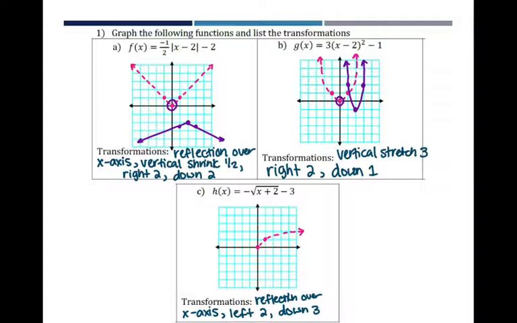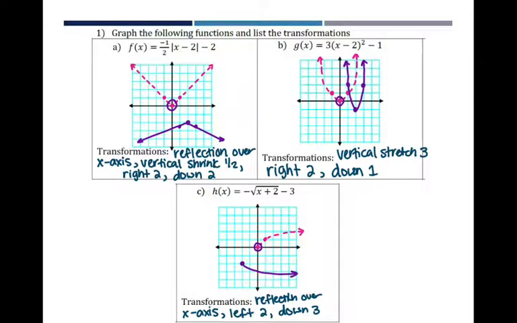So again, I'm going to take this point at 0, 0 and move it around. So I'm going to go to the left 2 and down 3. Since I do have a reflection over the x-axis, instead of my square root function going in this direction, it actually needs to go in the opposite direction. So it's going to be doing something like this.